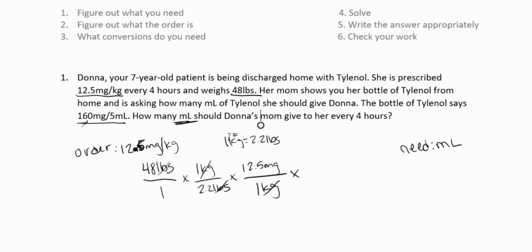So we are going to put our 5 mLs up here and our 160 milligrams down here so that we can cross off our milligrams. Then we are left with just milliliters, which is what we need. So we are good to multiply across the top and we get 3,000. Multiply across the bottom and we get 352. Divide them out and we are going to get 8.5 mLs.